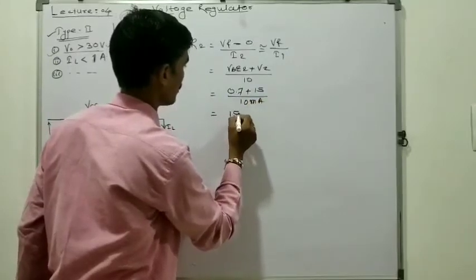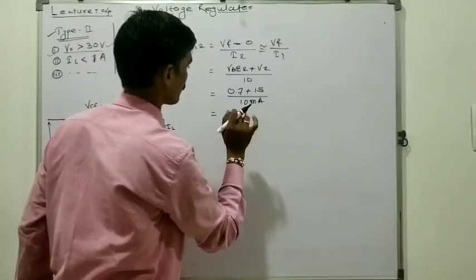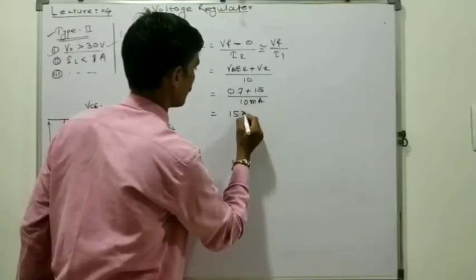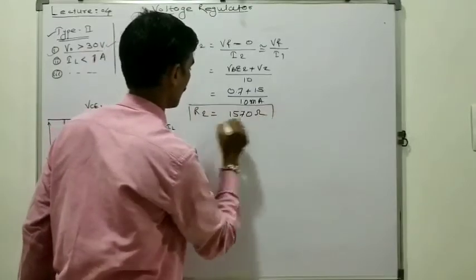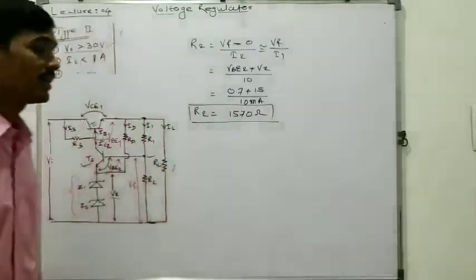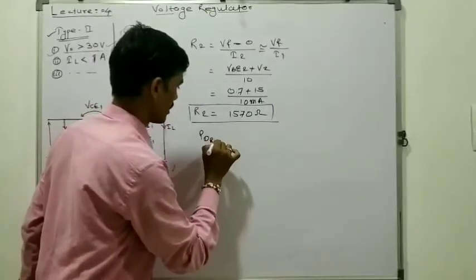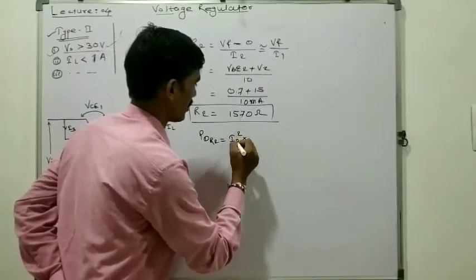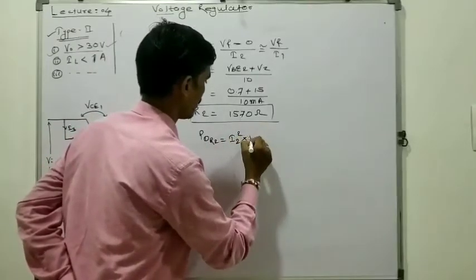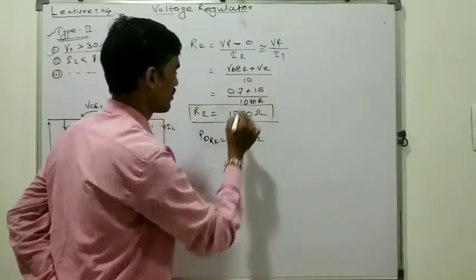So it is 15.7 divided by 10 milliampere, or we can say 1570 ohm. This is the value of R2. Again we have to calculate the power dissipation. So power dissipation across the resistance R2 is nothing but I2 square multiplied by R2. This value I2 is approximately equal to I1.